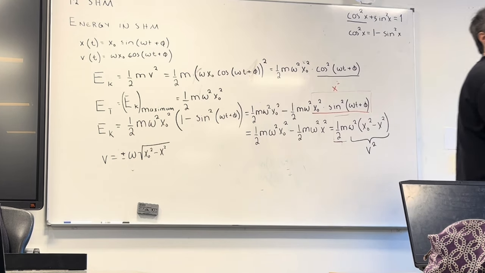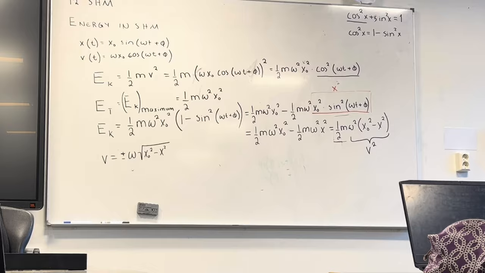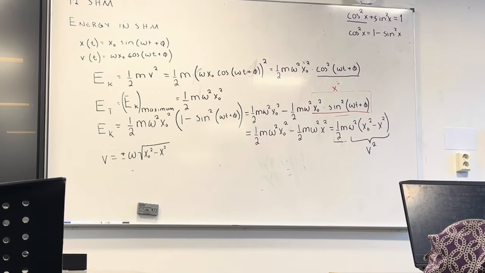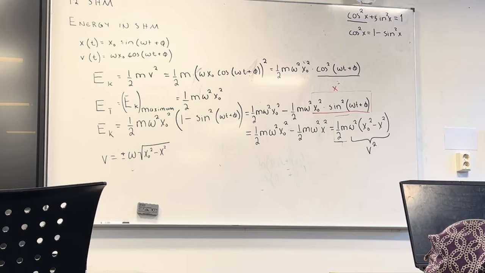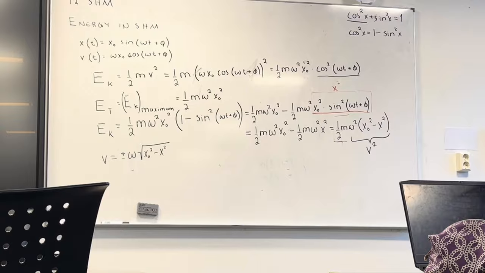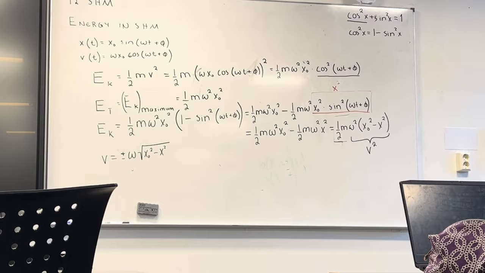So everything is done. You start off with a kinetic energy. You can use that to find a formula for the total energy, and you can use that to find a new formula for the velocity, where you don't need time, you just need to know the position of the object.